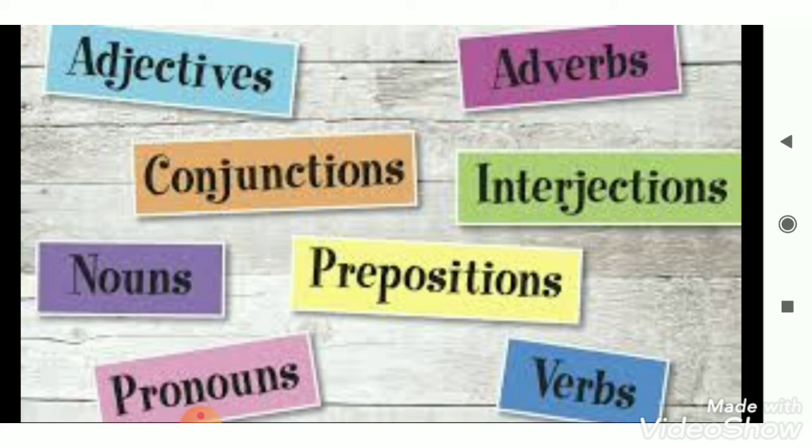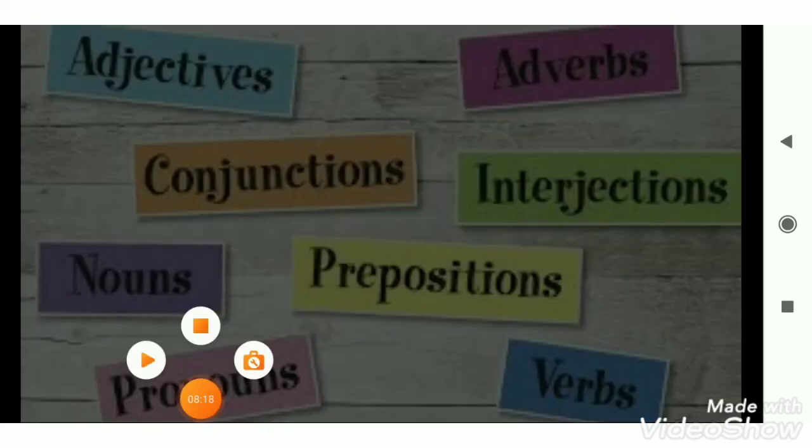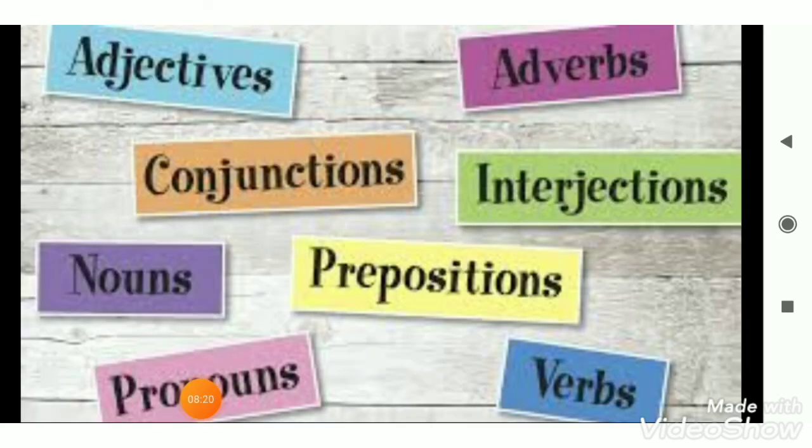Conjunction. A conjunction is used to join two words or sentences. Sheila is a good girl, but Sheila did not study for this exam. So here but Sheila didn't study becomes a conjunction.